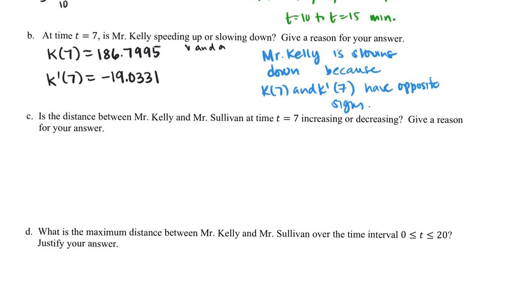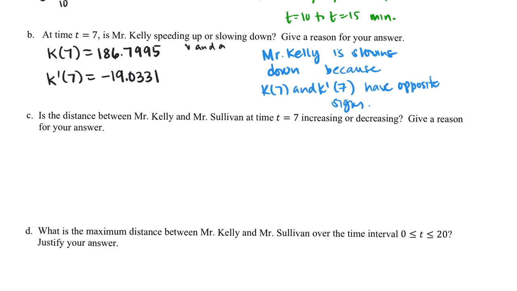Okay, part C, is the distance between Mr. Kelly and Mr. Sullivan at time t equals 7 increasing or decreasing? Give a reason for your answer. Okay, normally I would write an equation for the distance, and then I would see if d prime of 7 is positive or negative. They didn't give me an equation for distance. I'm going to make up my own equation.